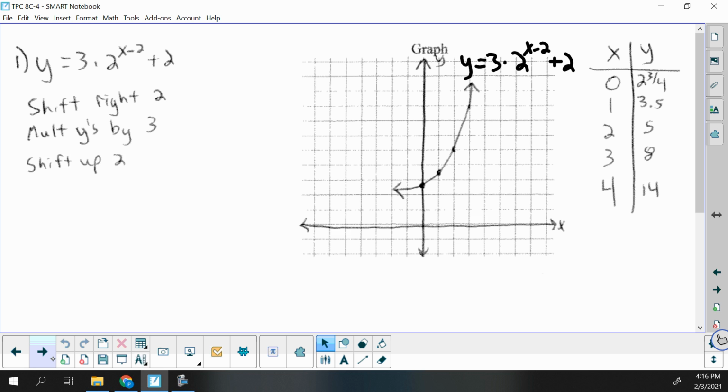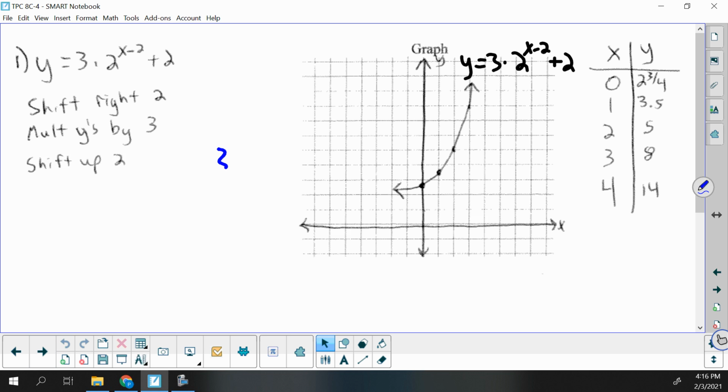So we should have a shift right 2, multiply y's by 3, and then shift up 2. Since we shifted right 2, we should have 2 as the middle value, 3, 4 is the next two biggest, 1, 0 is the ones below it. So 5, 8, and 14 were the easier ones. Let's talk about the two hard ones.